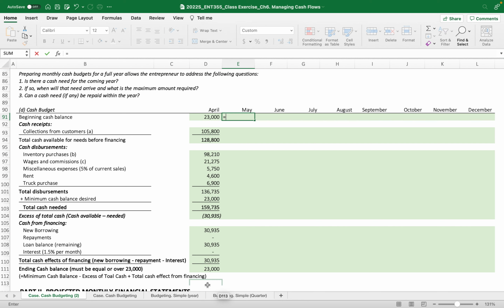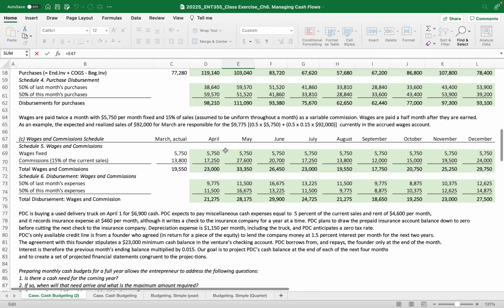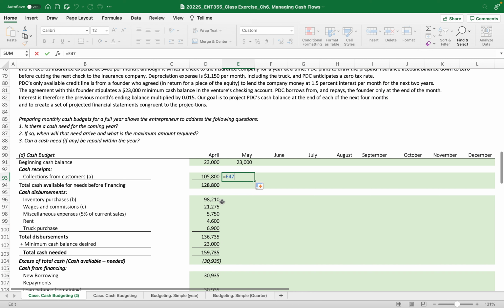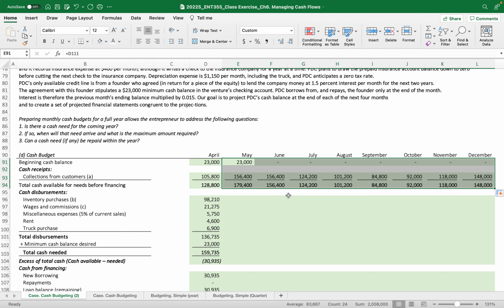The beginning cash balance is the ending balance of the prior month, right? And then cash collection is exactly the same. By doing so, we collect exactly the amount of collection from Schedule A, right? And then let's just drag it to the right. So you can just drag to the right side in that way. So I'm going to drag it to the right.